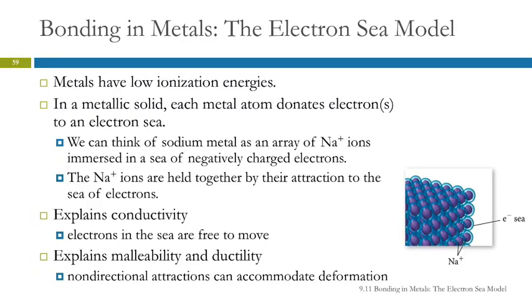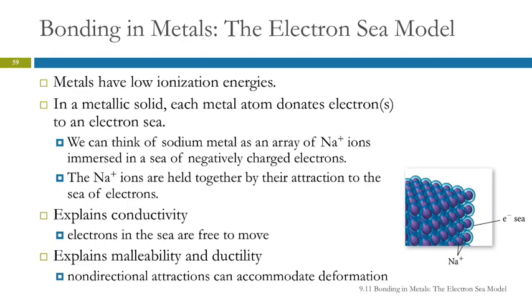So we started out talking about Lewis theory and ionic compounds, and then we quickly got into the covalent compounds, and now we're going to talk very briefly about bonding in metals. The most straightforward model is the electron sea model. I mentioned this earlier.